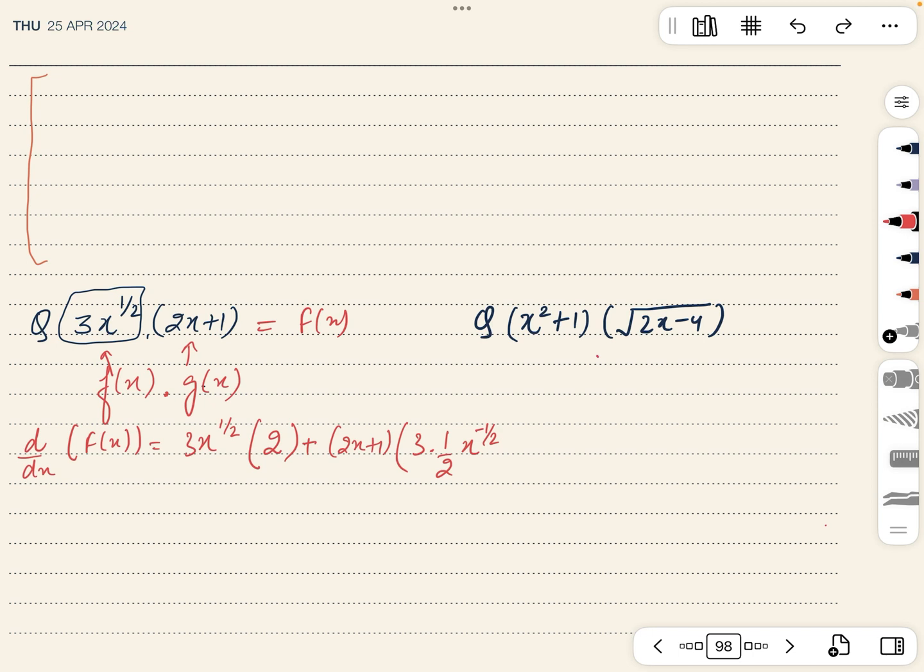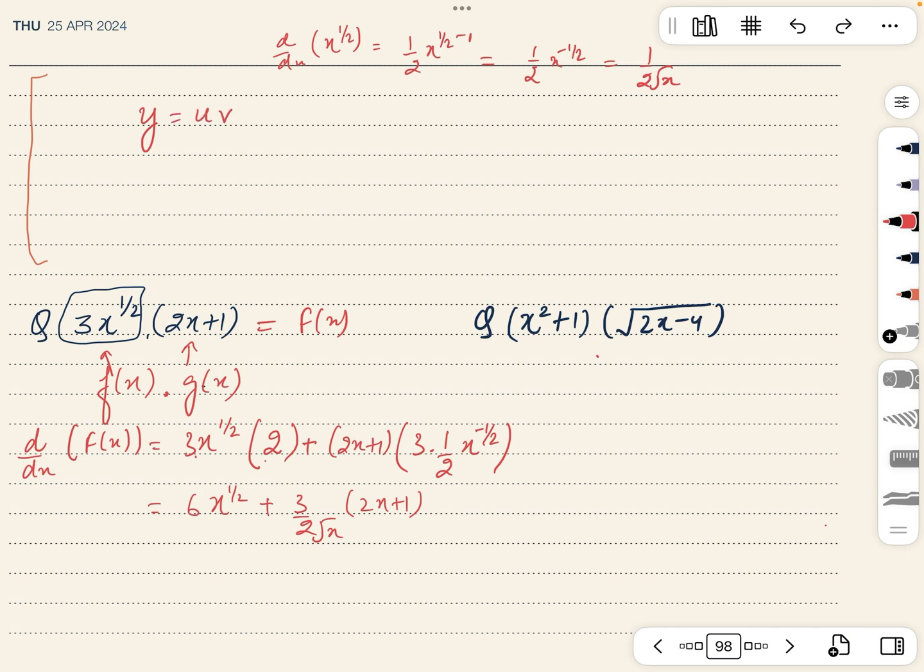As you know that d by dx of x to the power of half will be half x to the power of half minus 1, which will also be equal to half x to the power of minus half, can be written as 1 upon 2 root of x. x should be in the denominator because the power is negative. So this is what it is. Now 2 times 3 is 6 x to the power of half plus 3 by 2 root of x times 2x plus 1.